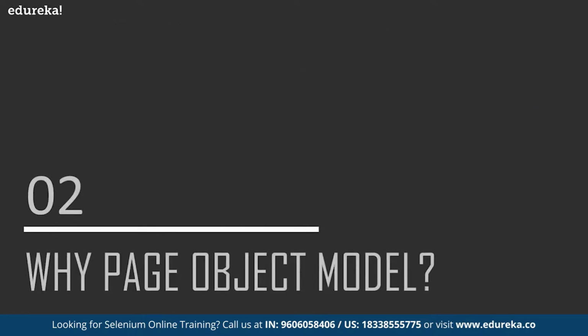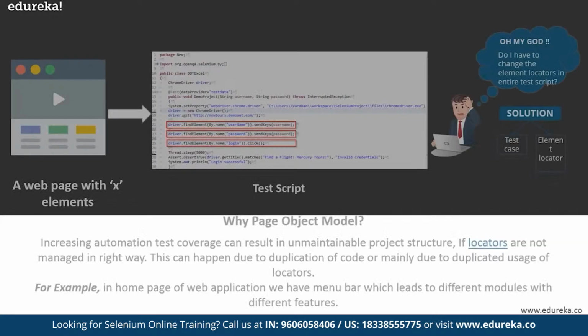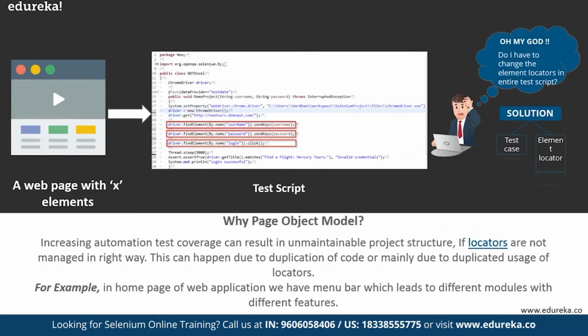Now let's see why do we need Page Object Model. Increasing automation test coverage can result in unmaintainable project structure if locators are not managed in the right way. And this can happen due to the duplication of code or mainly due to duplicated usage of locators. The chief problem with script maintenance is that if 10 different scripts are using the same page element, with any change in that element, you need to change all the 10 scripts. And this is time consuming and error prone, right?